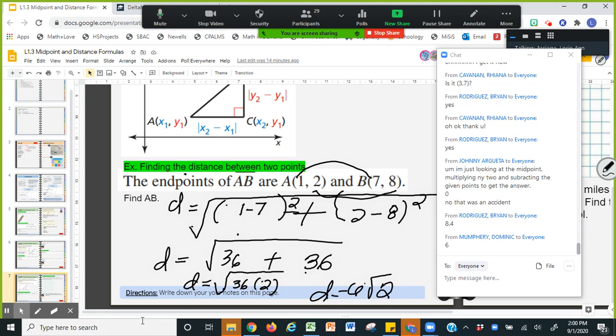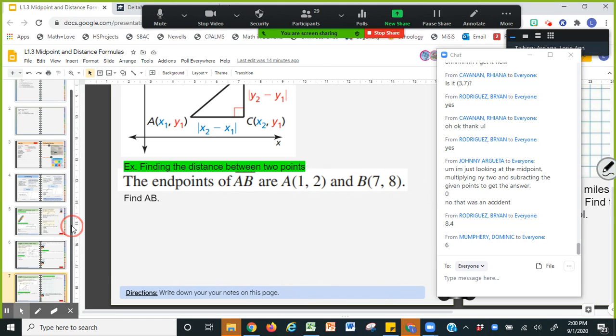So where did 6 come from again? It was the square root of 36. You're right, Dominic. And then the 2 is not a perfect square, so it has to stay under the radical sign. Yes, Brian, you can also change it to decimal. However, in the Delta Math homework that I gave you, it's just accepting radicals. That's why I explain how to do it this way.